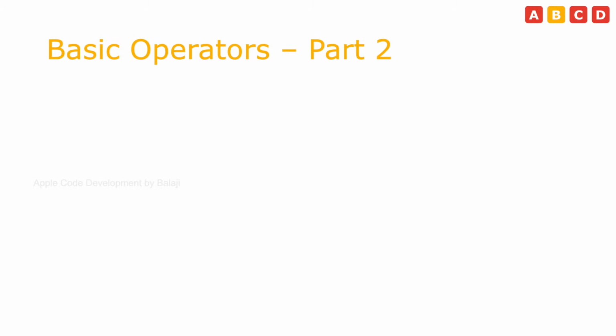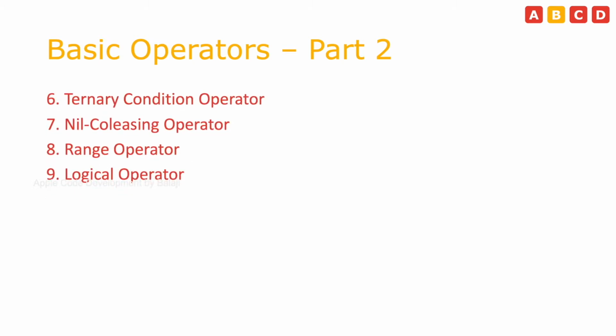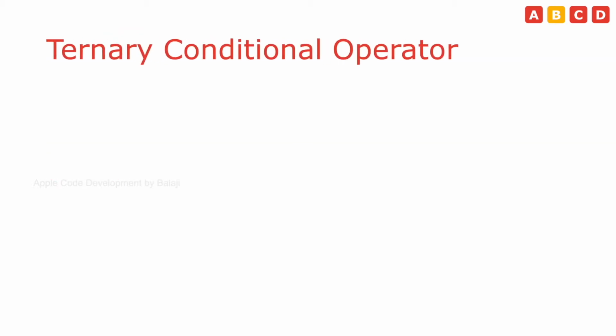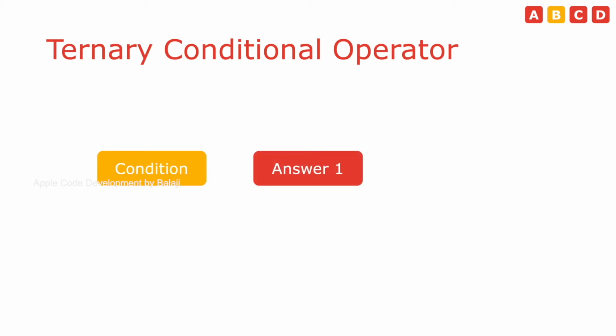In Part 2, we will cover the below listed basic operators, the continuation of Part 1. The sixth topic is Ternary Conditional Operator. This contains 3 parts. The first part is the condition, the second part is answer 1, and the third part is answer 2. I hope you guys guess it. Yes, if the condition is true, we will have answer 1, else answer 2. It is the shorthand property of the if-else statement. Regarding the if-else statement, we will discuss it in upcoming lessons.